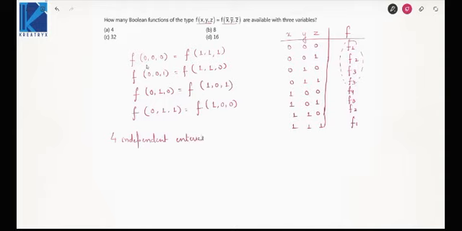Each of these 4 can be either 0 or 1. So how many combination can we have? 2 to the power 4, that is 16. Because each of the 4 variables can take on 2 values, either 0 and 1. So the answer would be D.